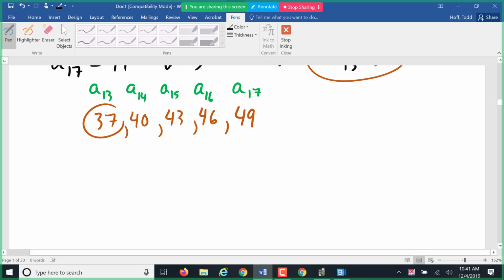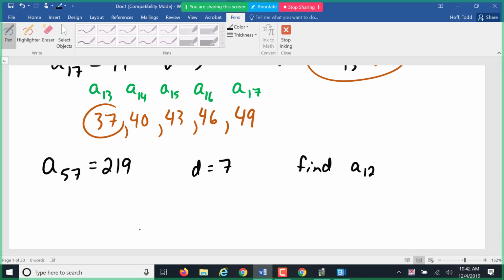But what if I give you something like this? A57 equals 219, and D equals 7. Find A12. I am not about to start out at A57 equals 219 and work my way backwards to A12. That's just too many steps. That's 45 steps. Not going to do it. But what we can do is this.